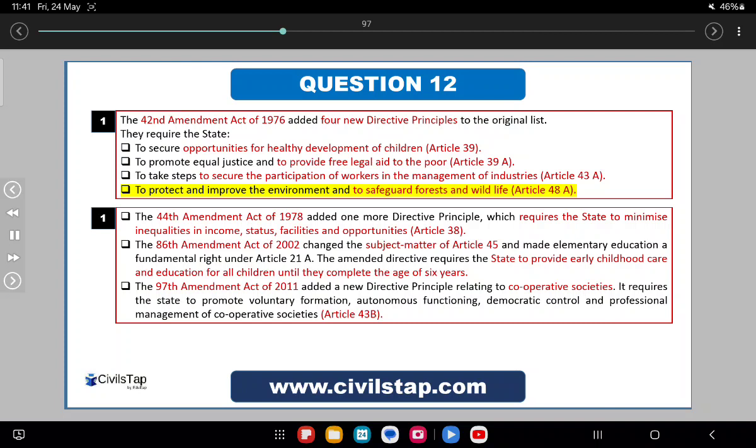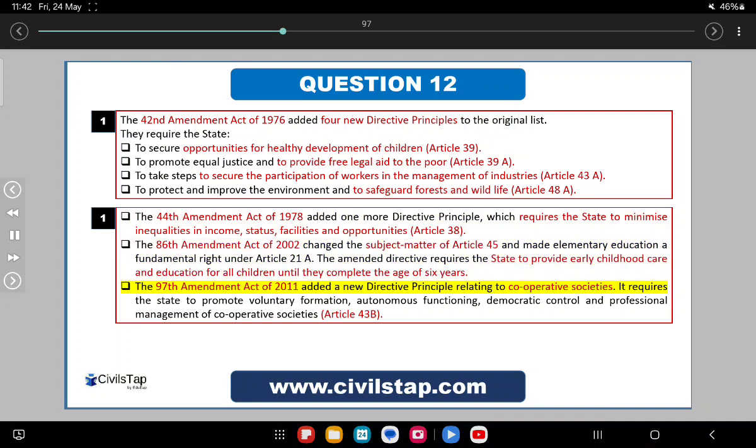1. The 44th Amendment Act of 1978 added one more directive principle, which requires the state to minimize inequalities in income, status, facilities and opportunities, Article 38. The 86th Amendment Act of 2002 changed the subject matter of Article 45 and made elementary education a fundamental right under Article 21A. The amended directive requires the state to provide early childhood care and education for all children until they complete the age of 6 years.